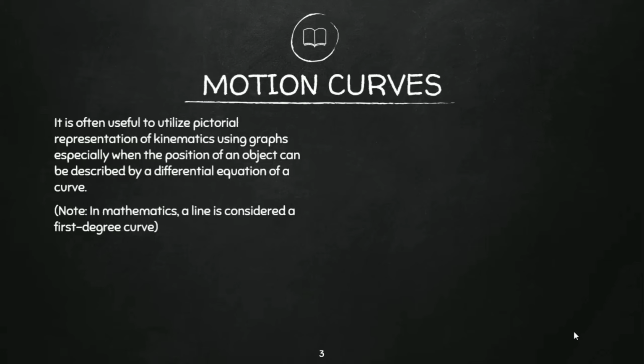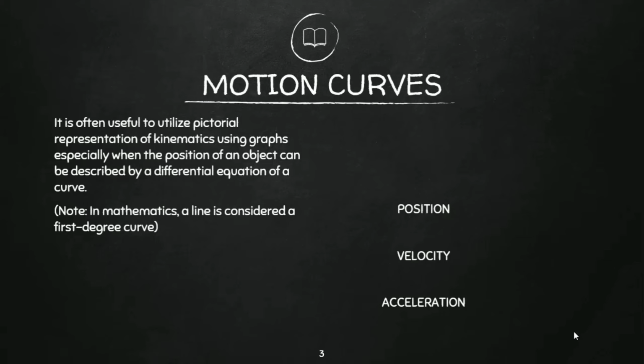First one is position. Second, velocity. This describes the change in position of an object or a particle being considered over a period of time. We have acceleration, which then describes the change in velocity of an object over a period of time.